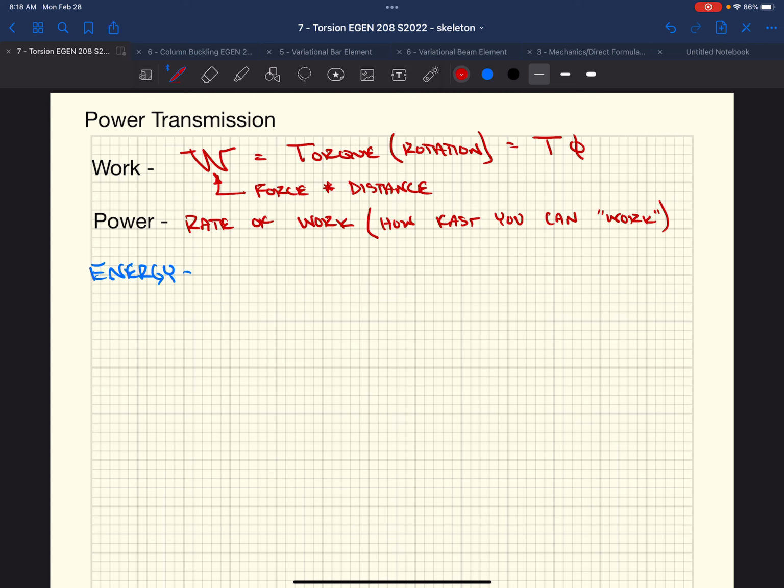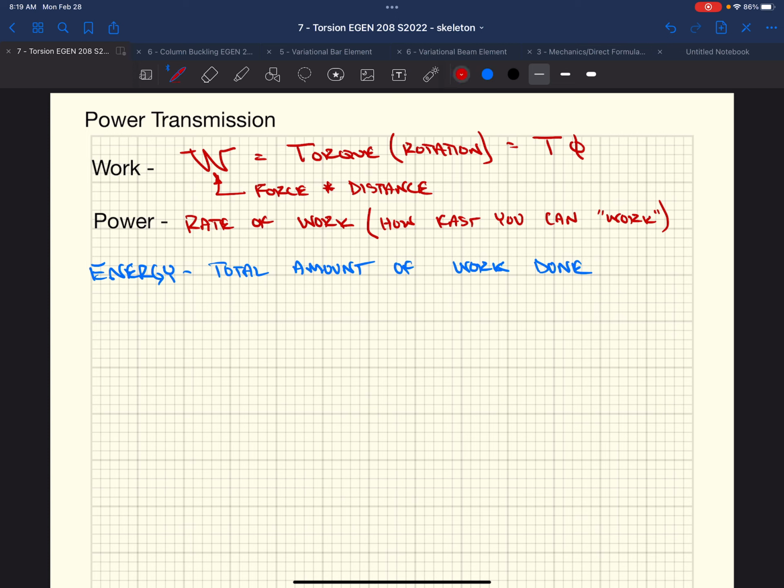Energy, on the other hand, is the total amount of work done, right? So it would take the same amount of energy for both of those semis to get from New York to Los Angeles. One would be doing it faster because they can apply more power, but overall they're going to be doing the same amount of work and exerting the same total work done, right? So total amount of work done, right?